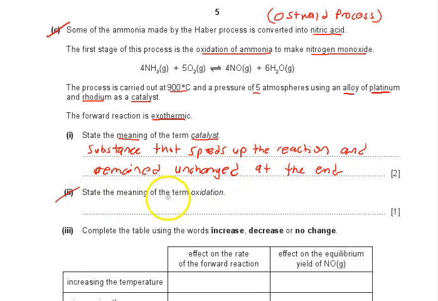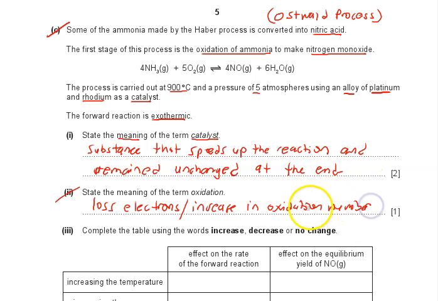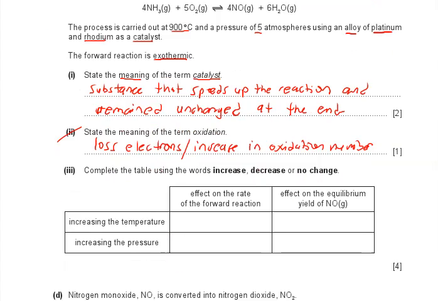State the meaning of the term oxidation. Oxidation, you can say loss of electrons, or increase in oxidation number. You can also say gain of oxygen. Now we move on with the next one.